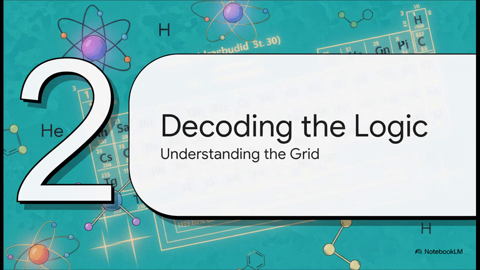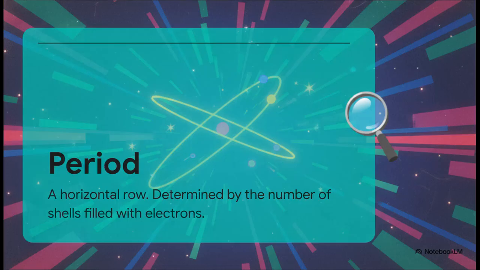Okay, so let's get into it, because the real magic of the table is how it's set up. It's all about this logical grid system. Every single element has a specific address, and that address is determined by what's going on inside the atom. Okay, so first you've got the horizontal rows. There are 7 of them, and they're called periods. The easiest way to think about these, they just tell you how many shells or layers of electrons an atom has. So if an element is in period 3, boom, it's got 3 electron shells.